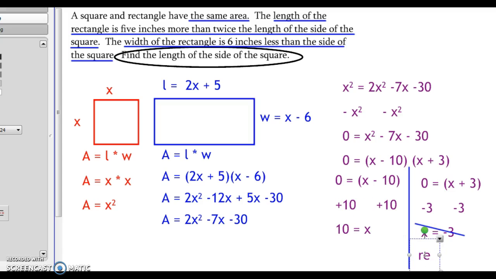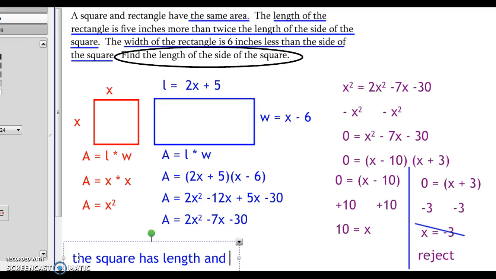We reject any negative answer in a real-world problem like this because we can't measure using negative units. So this one is a reject. So our correct and complete answer should be the square has length and width equal to 10.